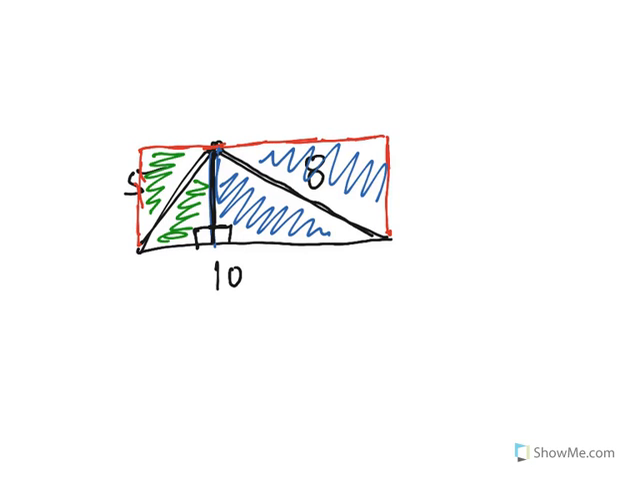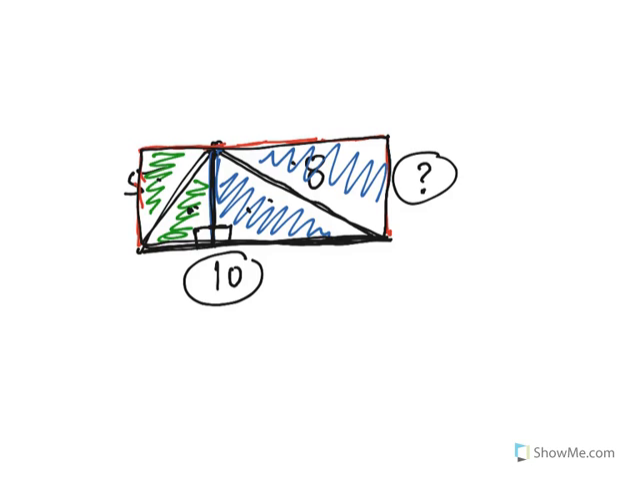So if I can figure out what the area of this big rectangle is, half of that's going to be the area of the triangle. Because the rectangle is made up of 2 greens and 2 blues, and the triangle just has 1 green and 1 blue. But I have sort of a problem here. I know the base, the width, or the length, whatever you want to call it, of the rectangle, but I don't know the width or the height of the triangle.